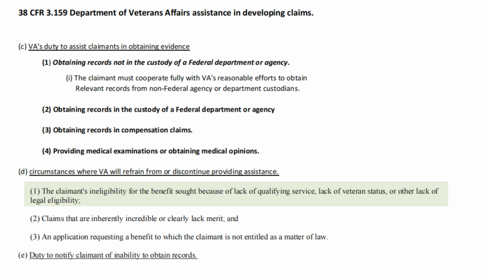So the claimant's ineligibility for the benefits sought because of lack of qualifying service, lack of veteran status, or lack of legal eligibility, all right?